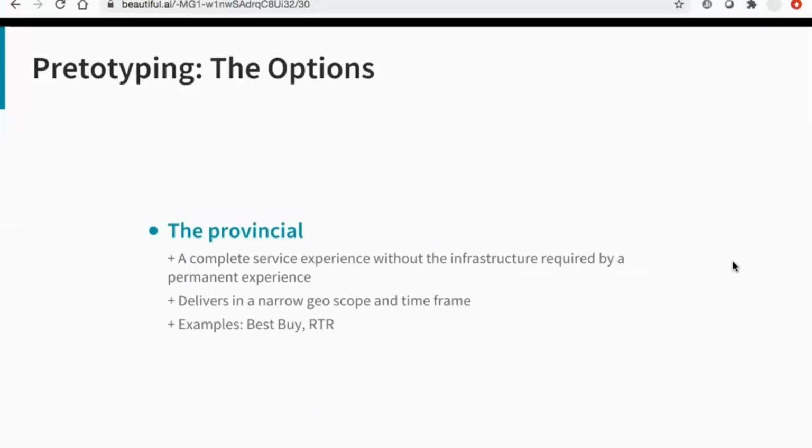Okay, another option is the provincial. This is when you provide a complete service experience without the infrastructure for a permanent experience. So basically you're doing whatever you want to do in a very narrow time and space frame. An example would be Best Buy. Best Buy wanted to create this buyback program for people's old tech. But instead of putting it in every single store, allowing this to be an option for everyone across the country, they tested with a store in one specific place that they thought to be representative of the rest of the country. And they saw, would this work?